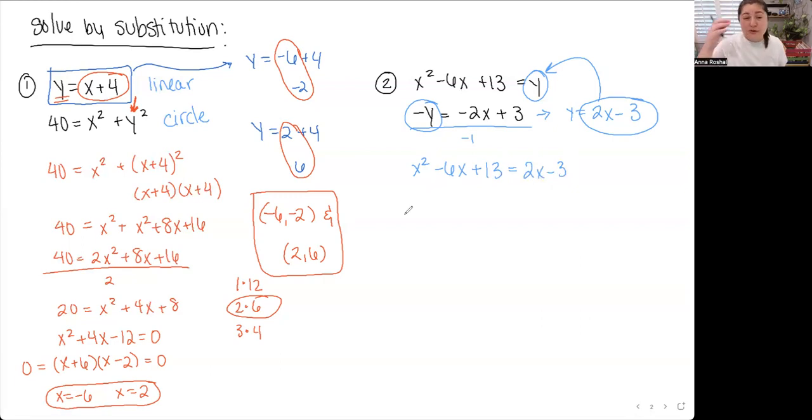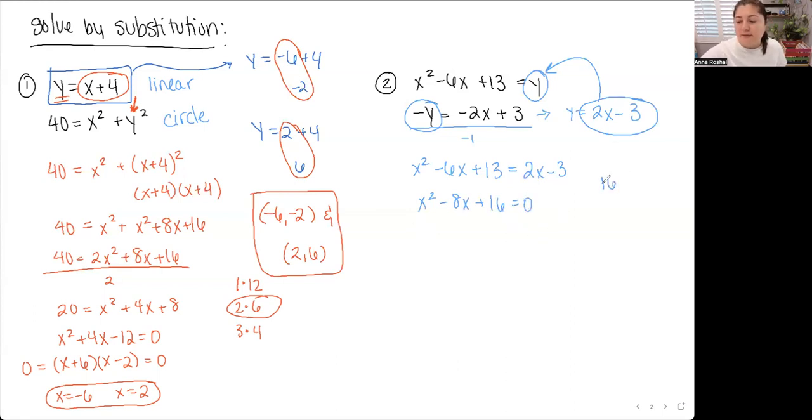Bring everything over to one side because I have an x squared and an x, right? And so when I have x squared and x, in order to factor, I'm going to bring everything to one side. So I'm going to end up with x squared minus 8x plus 16 equals 0. And now I can go in and factor.